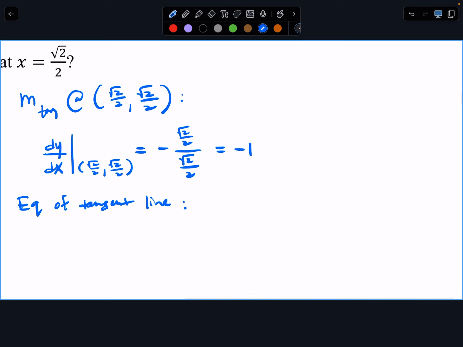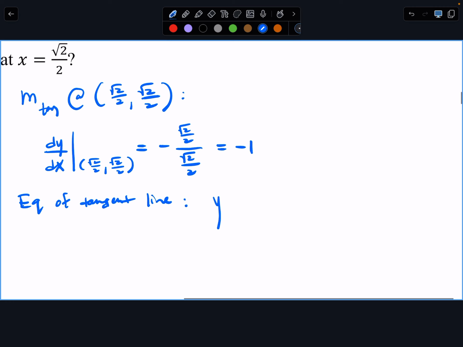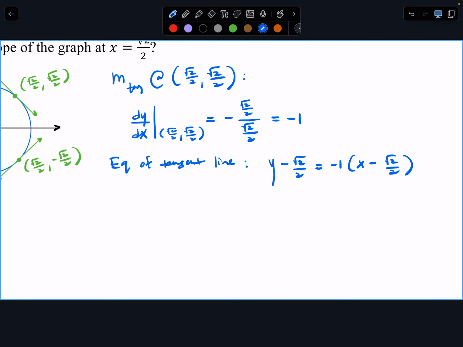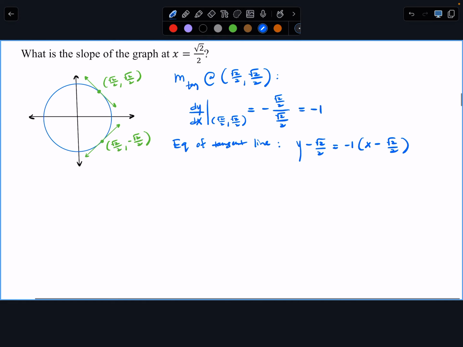Okay, so if we wanted to write the equation of the tangent line, we have a point and a slope. Y minus root 2 over 2 equals negative 1 times x minus root 2 over 2. And then the slope of the tangent line, root 2 over 2, comma, negative root 2 over 2. So plugging in for dy over dx, that point.